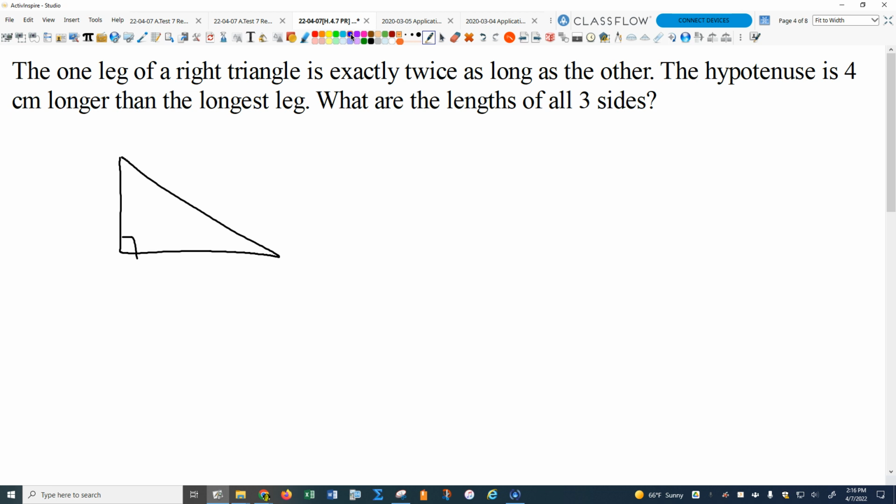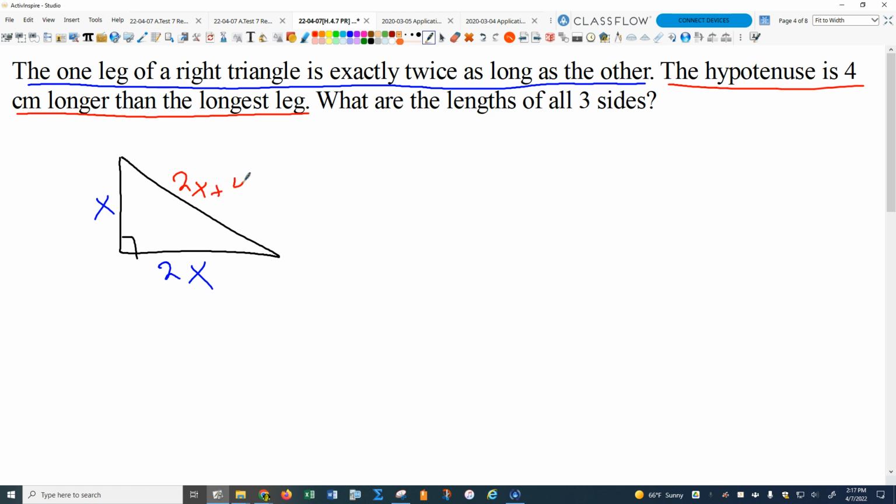Well, how could I turn this stuff into some information that I could use to populate my drawing? I need to put a variable in there, right? So let's see, we've got one leg of a right triangle is exactly twice as long as the other. 2x, and what would the other one be then? x. So the legs would be x and 2x, okay? And then how about this? The hypotenuse is 4 centimeters longer than the longest leg. 2x plus 4. Okay, now how am I going to come up with the value of x here?